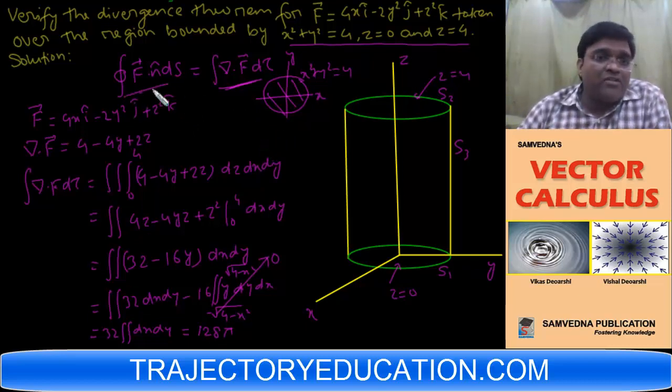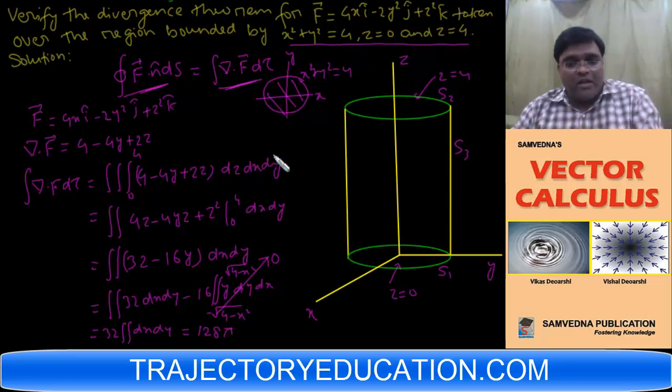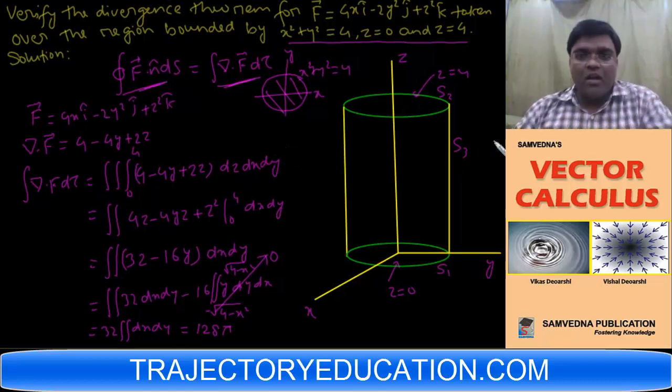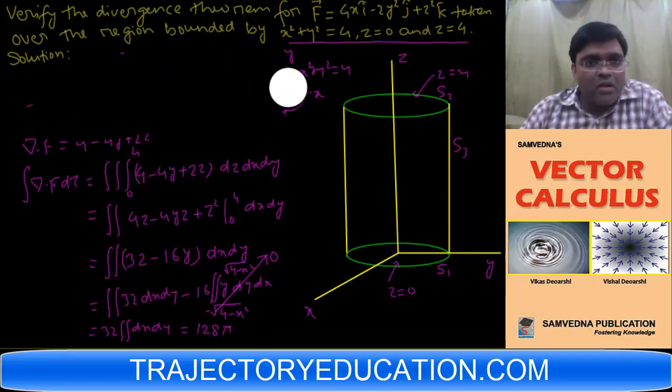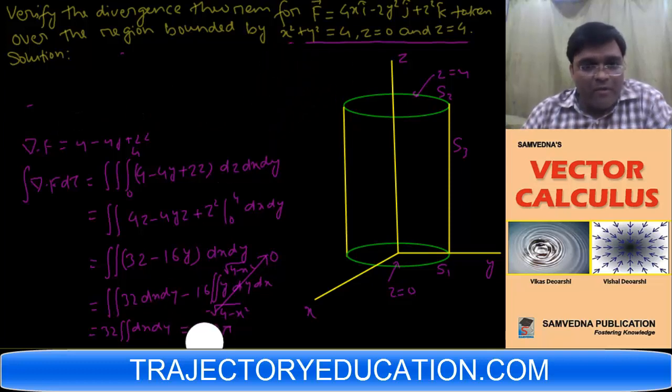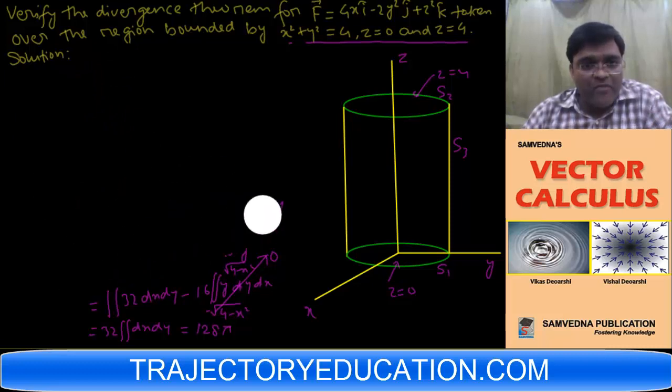Now we have to prove that the surface integral over this closed surface is also equal to 128 pi. Let's do that. I'll rub this part. I'll have to calculate now the surface integral of this function over the whole surface. I'll remember 128 pi. We have to prove that the surface integral is also 128 pi.